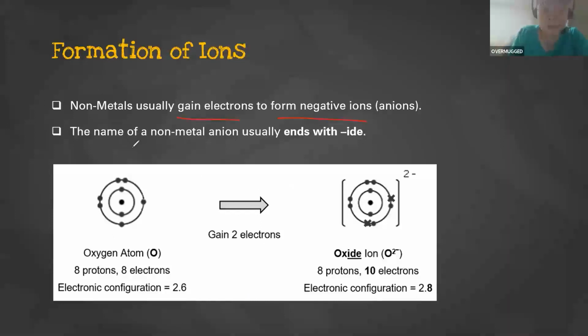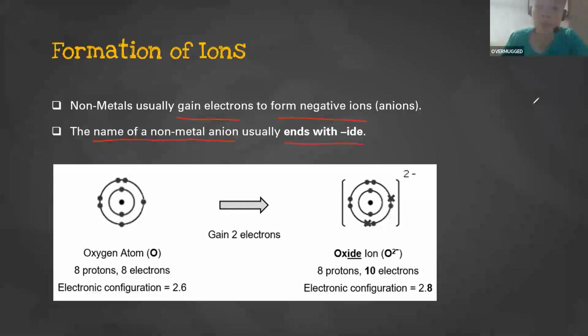Something to take note of also: the name of a non-metal anion usually ends with -ide. So when an oxygen atom becomes an ion, it will be called oxide ion. Chlorine becomes chloride. What about fluorine? Fluorine becomes fluoride.